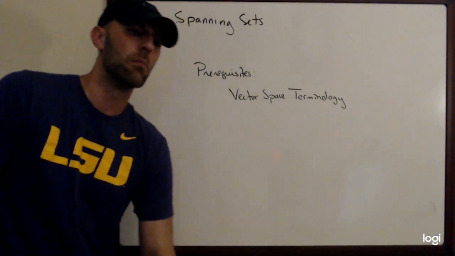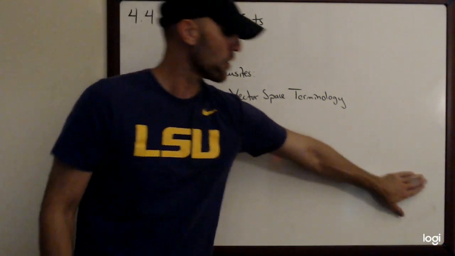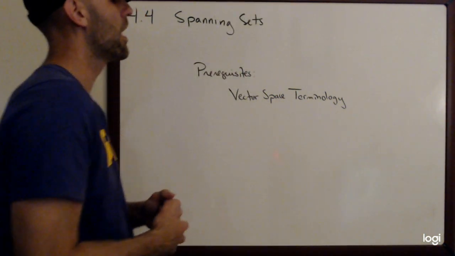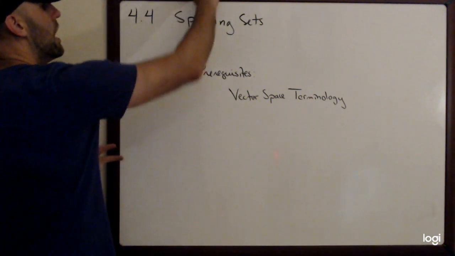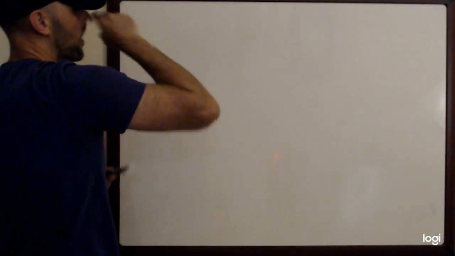Okay, so there's not a lot of prerequisites here, just vector space terminology so that you guys are aware of some of the vocabulary I'm going to be using. Okay, let's go ahead and get started. The first thing I have to do, unfortunately, is give you some more vocabulary. So I need to define a few things for you. I need to define a linear combination of vectors.